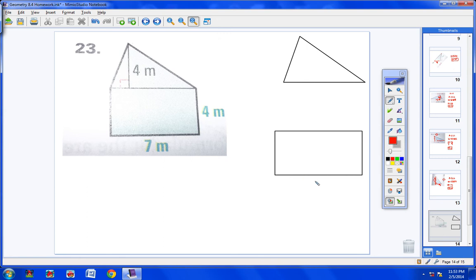First of all, we know this rectangle here has a length of 7 and a width of 4. We get that from right here, 7 and 4. Okay, over here we know the height. If you'll look over at the drawing there, the height, this line going straight up and down that forms a right angle with the base, the height is 4. Now they don't give us the length of the base here for this triangle, but think about it.